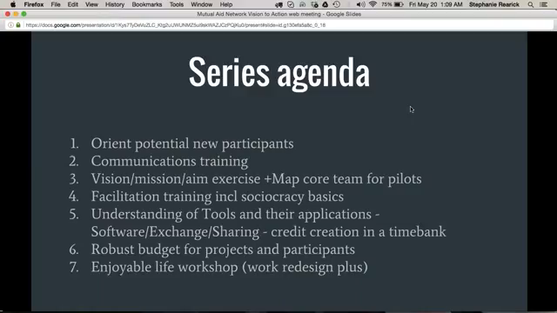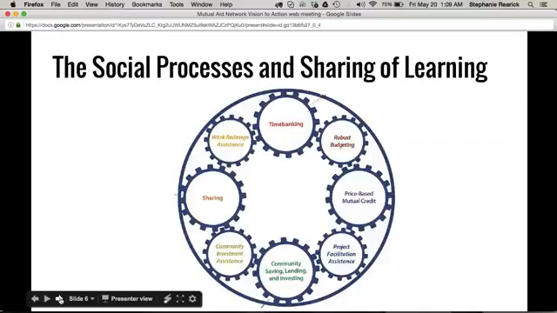And then last and certainly not least, the Enjoyable Life workshop, where we go into how we redesign our work lives and our lives in general so we can have a good livelihood while being full human beings engaging in the breadth of human activity that we want to. So, any questions so far?